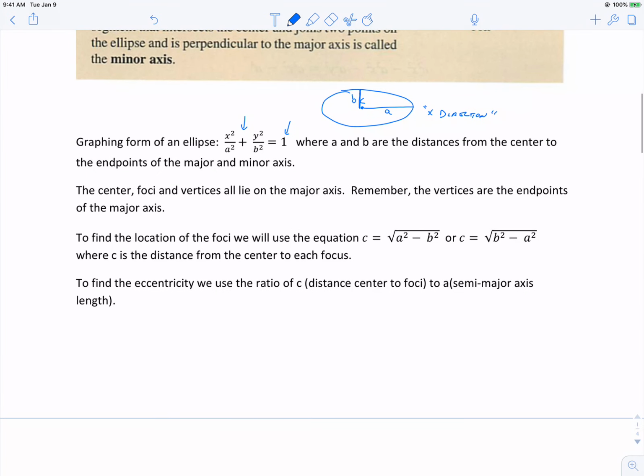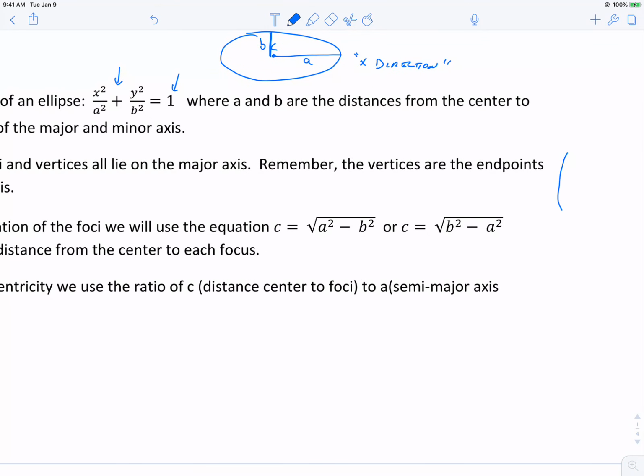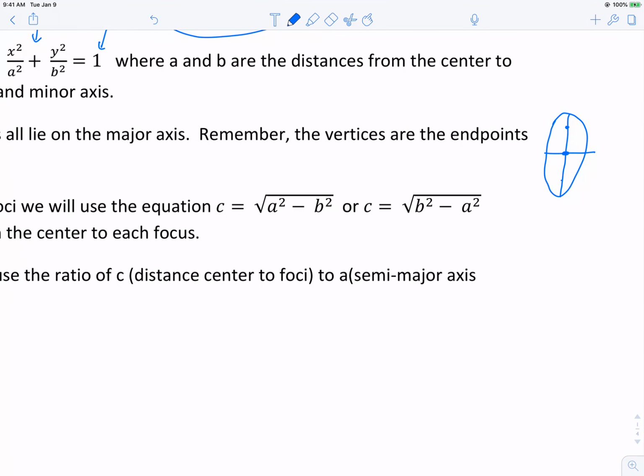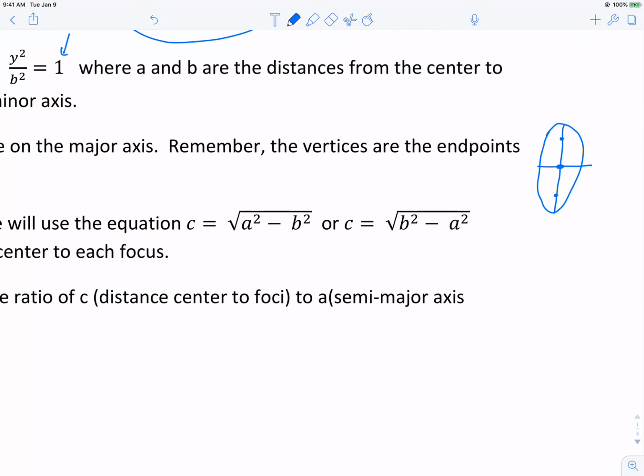All right? The center, foci, and vertices are all on the major axis. So this time on this one, I'll draw it this way. So there's my major axis. The center is on the major axis. It's also on the minor axis. But the foci, which are here and here, are on the major axis only. They are not on the minor axis. And then the vertices are the endpoints of that major axis where you're actually on the ellipse.